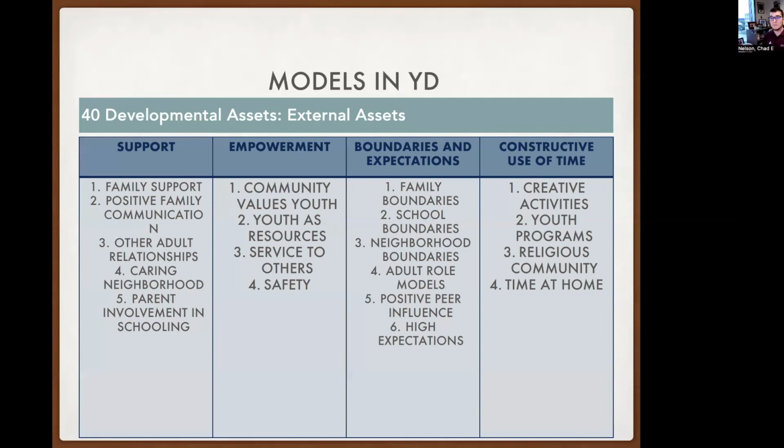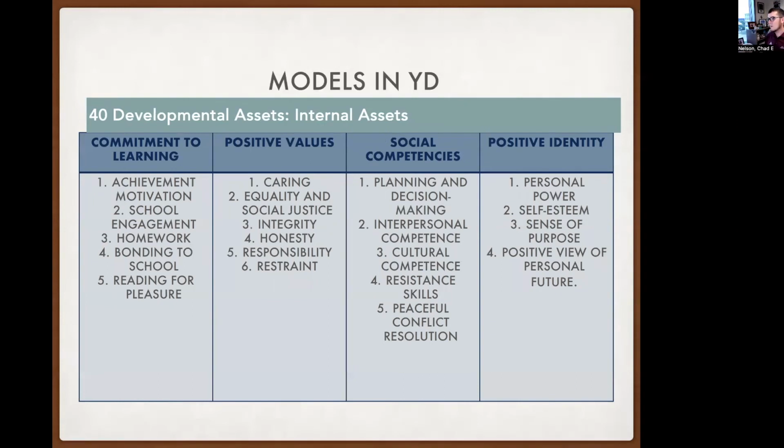Ideally, some of us, if we're in that range of 18-29, we're in our late adolescence. These things still matter for our development, but especially when you're in middle adolescence, early adolescence. Think about when you look at these external assets, how many of these were present in your development, and how those played a role in your development. Internal: positive identity, personal power, self-esteem, sense of purpose, positive view of personal future.